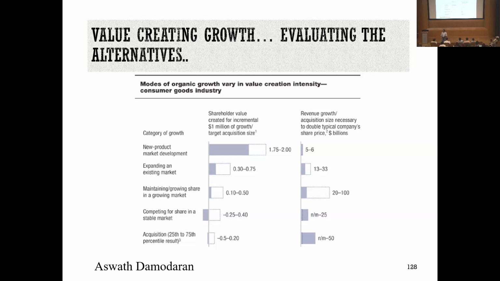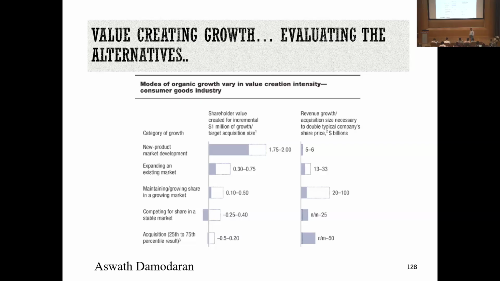The AI chip market right now is about 80 billion. The chip market itself is supposed to grow to $500 million. You can actually have your market share go down and still be okay because the market itself is growing. And then you get to the bottom of the barrel. Here are the two bottom strategies. One is competing for share in a stable market.